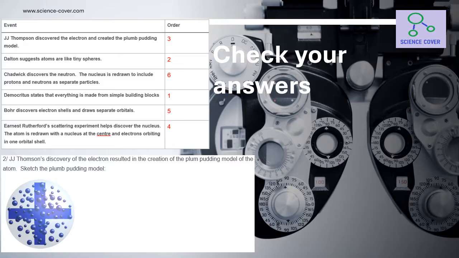Let's check our answers. The first event was that Democritus stated that everything was made out of simple building blocks. Then over 2,000 years later, Dalton suggests that atoms were like tiny spheres. The next event was that J.J. Thomson discovered the electron and created the plum pudding model.